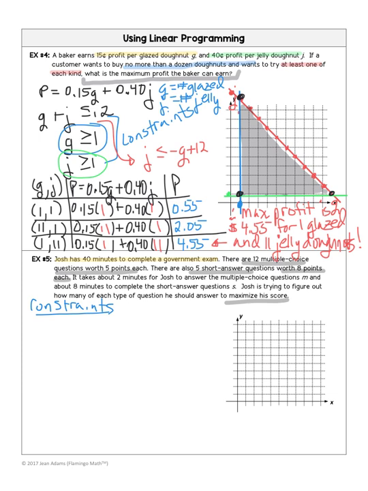Then it takes about 2 minutes for Josh to answer the multiple choice questions, M, and about 8 minutes to complete the short answer questions. So that's going to go along with his time constraint. So it takes 2 minutes for Josh to answer the multiple choice and 8 minutes to complete the short answer. So let's write a constraint towards that. So he's only got 40 minutes to take the test.